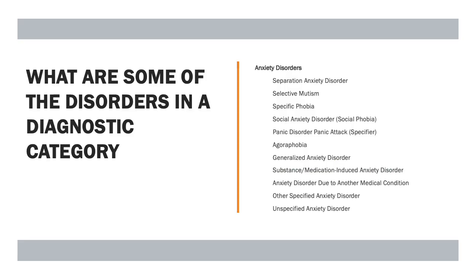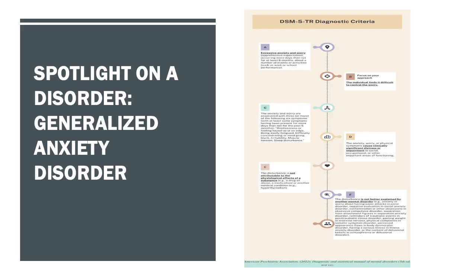For example, let's take a look at the diagnostic category of anxiety disorders. We have over 10 different disorders in that category. These include anything from separation anxiety disorder to agoraphobia to generalized anxiety disorder. And let's zoom in on one of those disorders, generalized anxiety disorder. As we can see from this image, generalized anxiety disorder has certain criteria that must be met in order for it to be considered a disorder.